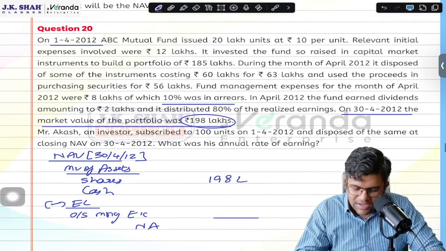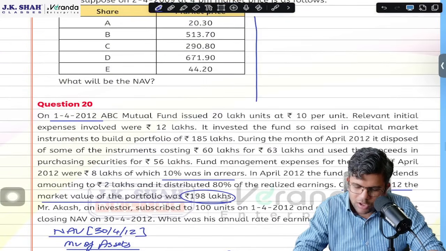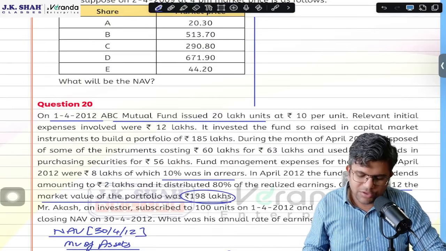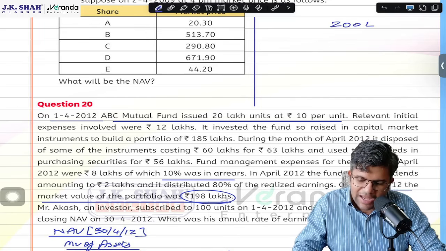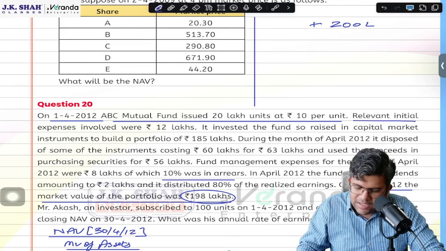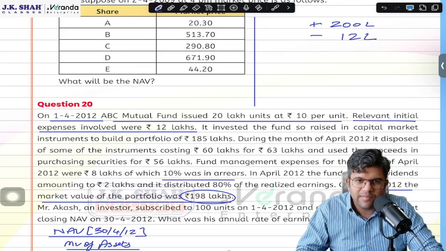So students, let's talk cash. What all happened? One by one. ABC Mutual Fund issued 20 lakh units at 10. Can I say 200 lakh came in? Initial expenses were 12 lakh. Can I say 12 lakh went out?